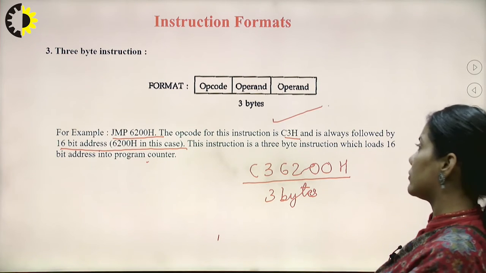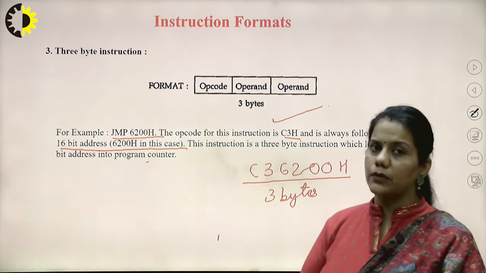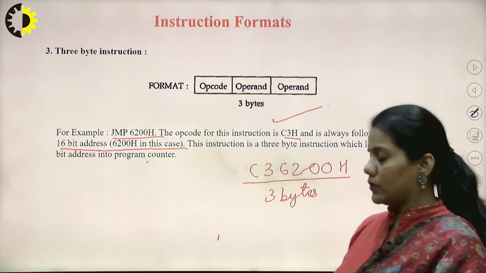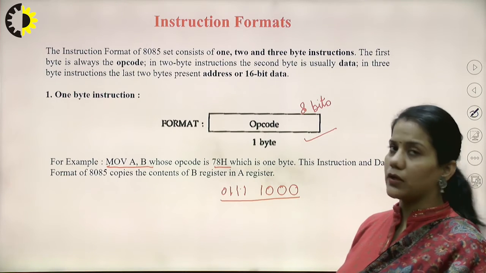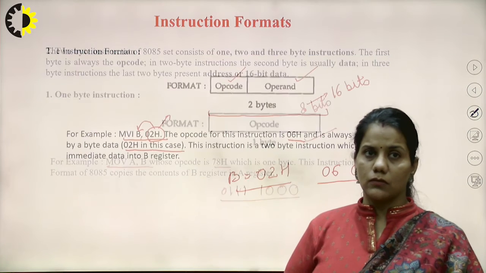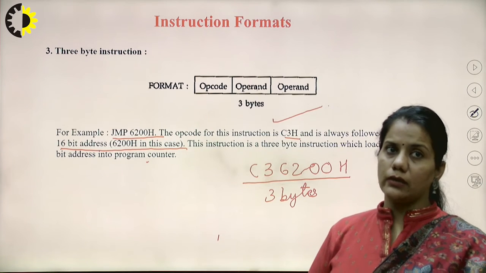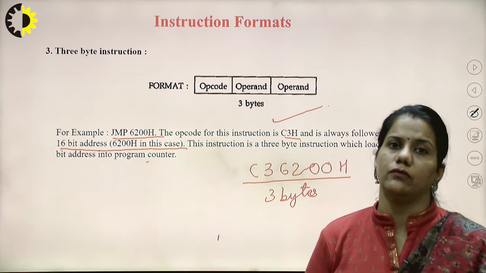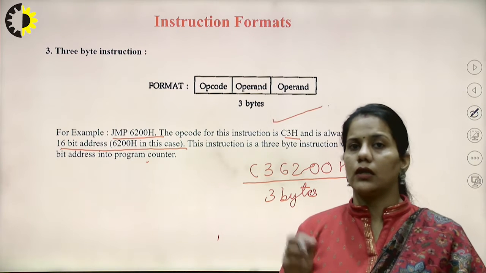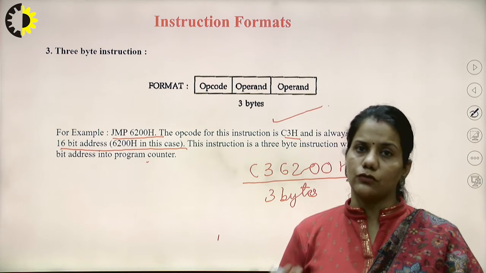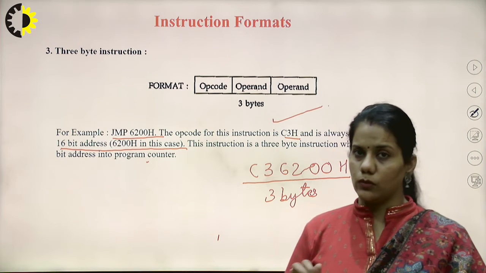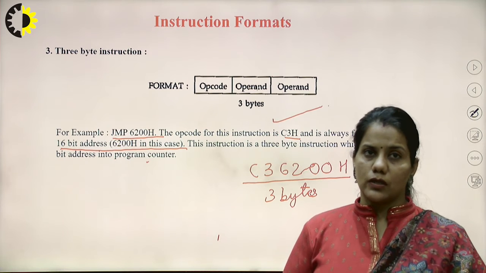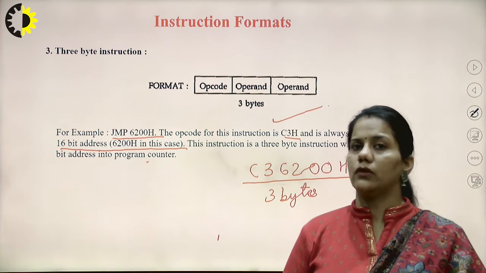So this instruction is a 3 byte instruction which loads a 16-bit address into the program counter. So we went through the 3 instruction formats: 1 byte instructions, 2 byte instructions and 3 byte instructions. Whatever instruction of 8085 we come across can be categorized into any of the 3 instruction formats which I just told you. So any instruction of 8085 is covered under one of the 3 formats.